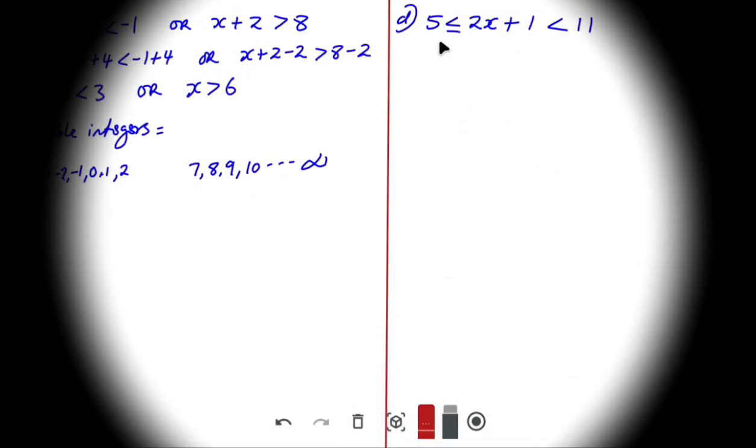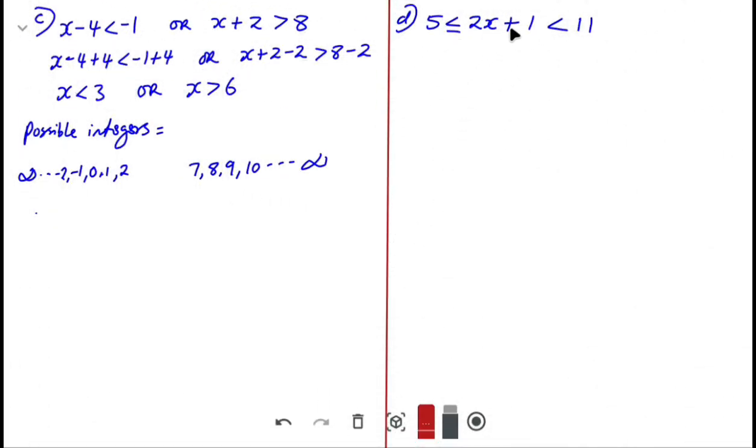The fourth question says we should solve 5 less than or equal to 2x plus 1 less than 11. In this way, we can subtract 1 from both sides so as to find the value of x. So we have 5 minus 1 less than or equal to 2x plus 1 minus 1 less than 11 minus 1. So this will be 4 less than or equal to 2x less than 10. Alright, so we divide both sides by the coefficient of x here, which is 2.